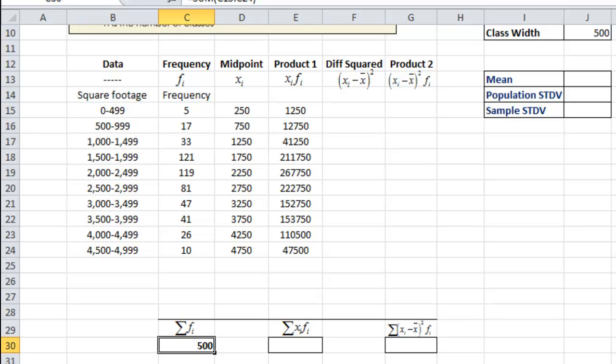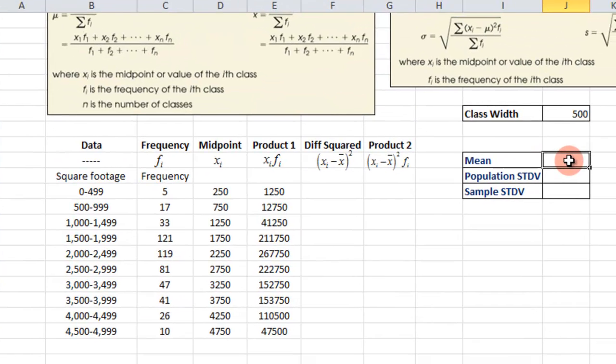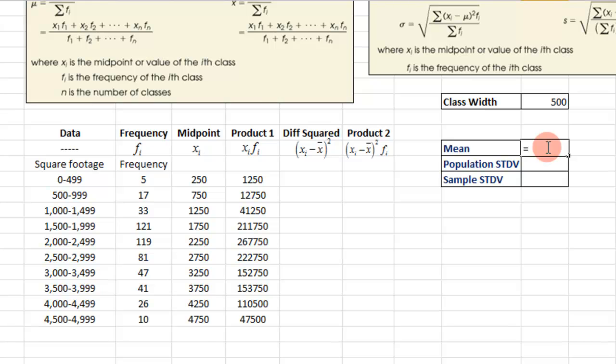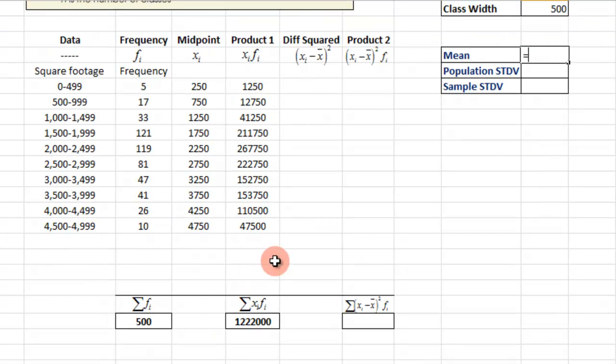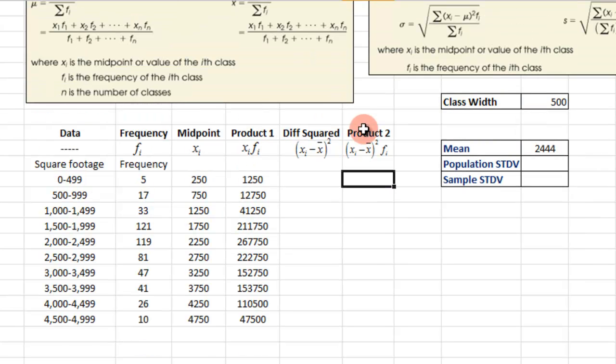Okay, there it is. And then the sum of all of this equals the sum of all of this right here. And now we can get the mean, because again, the mean was just this one divided by this one, right? So up to here to mean, it equals this box divided by this box over there, enter. So there is our mean.